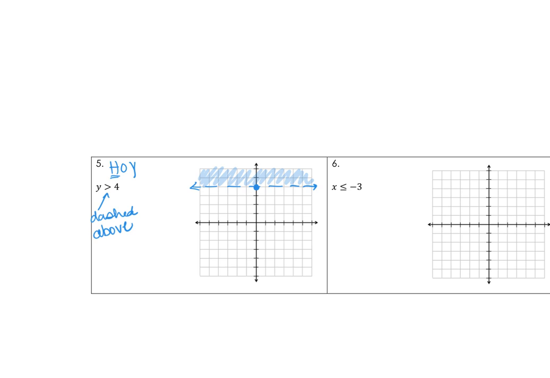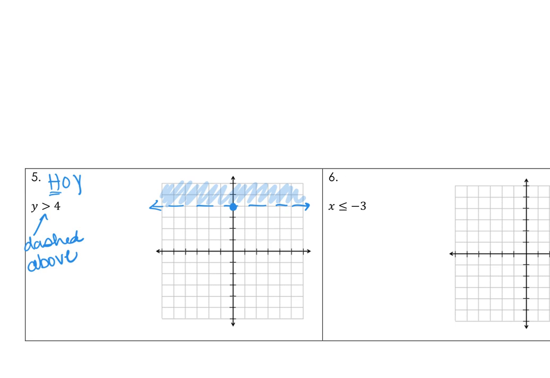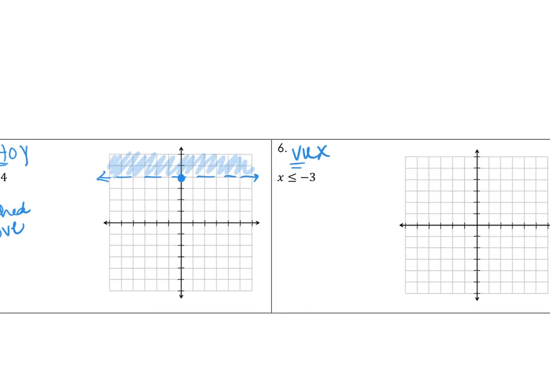All right, so if number 5 is our horizontal line because it only had y, then number 6 that just says x is less than or equal to -3. Well, this is going to be our what kind of line? Vertical. Remember hoi vux. So since you just have the x, that v at the beginning tells you that it's going to be vertical. We're going to have a vertical line that goes through -3. If I look at my sign, it's less than or equal to, so that's going to be a solid line. So we've got a solid vertical line.